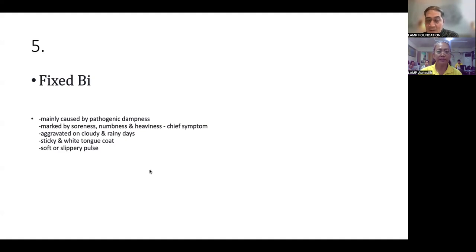My next question is, how are you going to determine if it is really fixed P caused by pathogenic dampness? What other features are you going to look for in the pain area? You mentioned that it is caused by dampness. So how do we confirm? By just looking at the pain area. There will be swelling, numbness, heaviness.